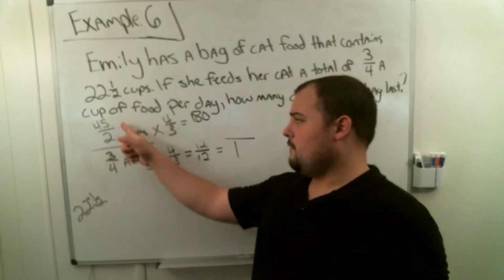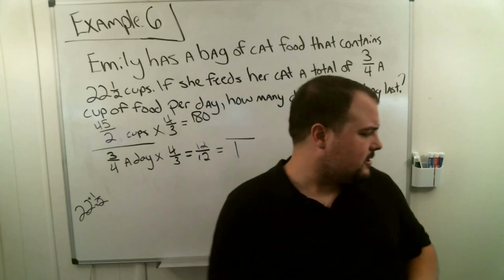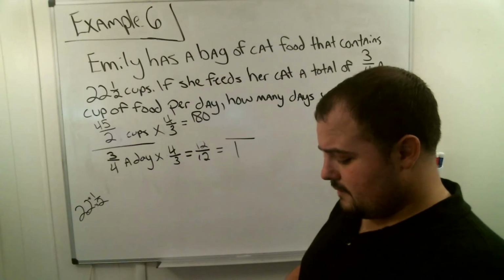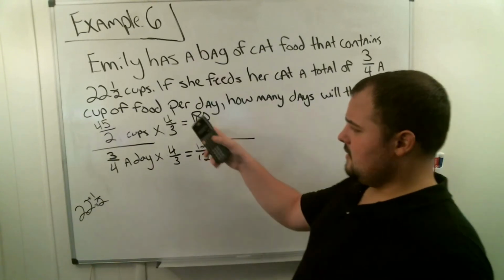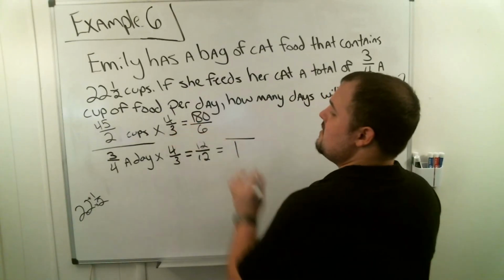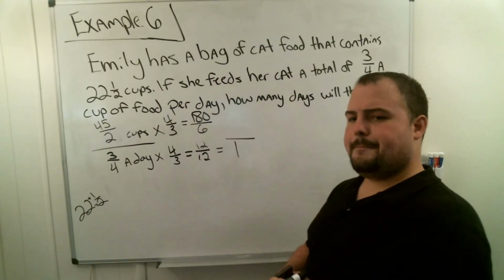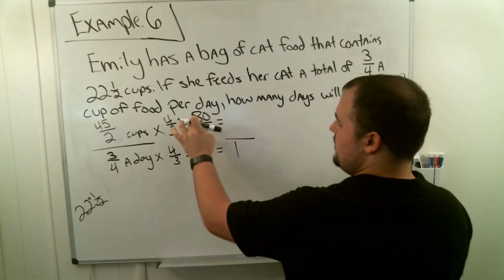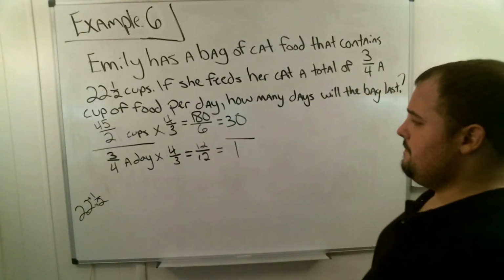Now, if you didn't know that 45 times 4 is 180, that's okay. You can always type it in your calculator and just check to see if you're correct. So I'm grabbing my calculator here just to check. 45 times 4. And in fact, I do get 180. So I'm going to go ahead and leave that 180 alone. 2 times 3, that's 6. I knew that one. So if I had 22.5 cups in one bag, and I took 180 divided by 6, well, I know that 18 divided by 6 is 3, and I have a 0, so that means 30.